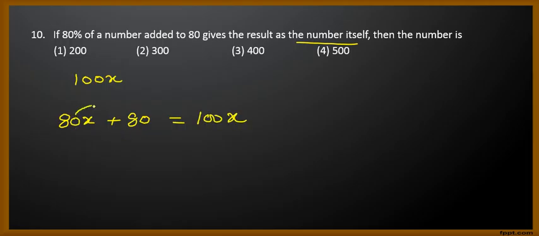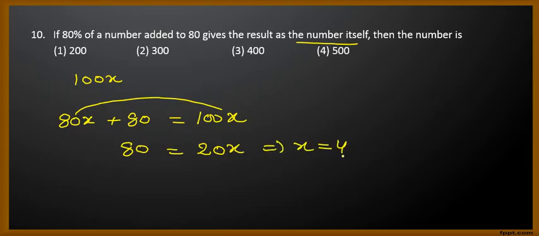Send this 80x to the right hand side. You will get 80 equivalent to 20x. Implies x is equal to how much? 4. What is the question asking? The number. What is the number? 100x. So 100x is equivalent to 400. 100 into 4, which is 400. So option 3 is the answer.